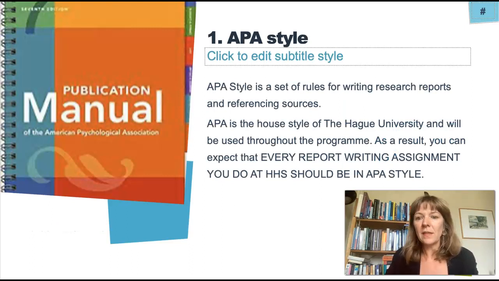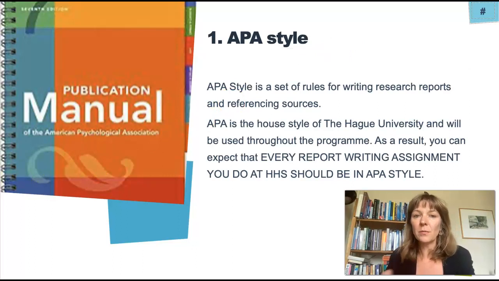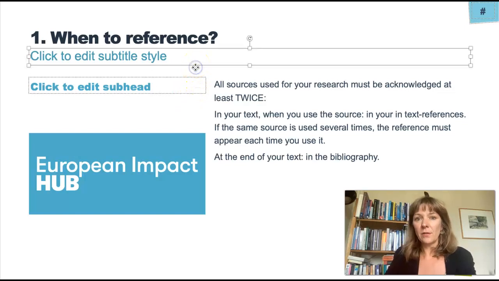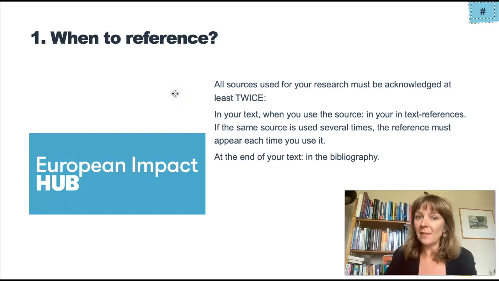We always use the APA style at the Hague University of Applied Sciences, but also in many journals they use that. And for every report or writing assignment you do, it's important to use this. All the sources are used twice in a document. You use it in the document and at the end of the document in the bibliography or the reference list.